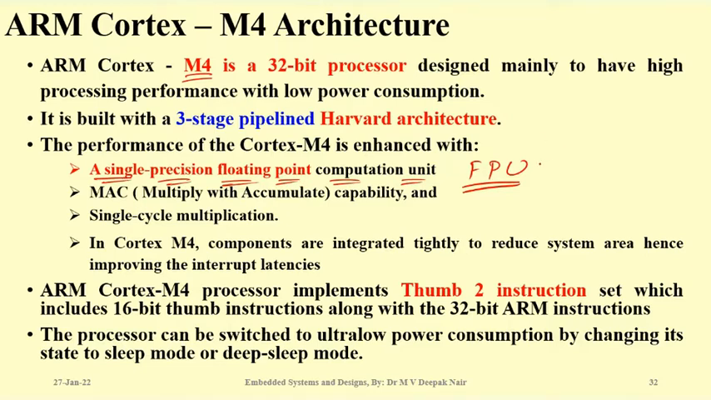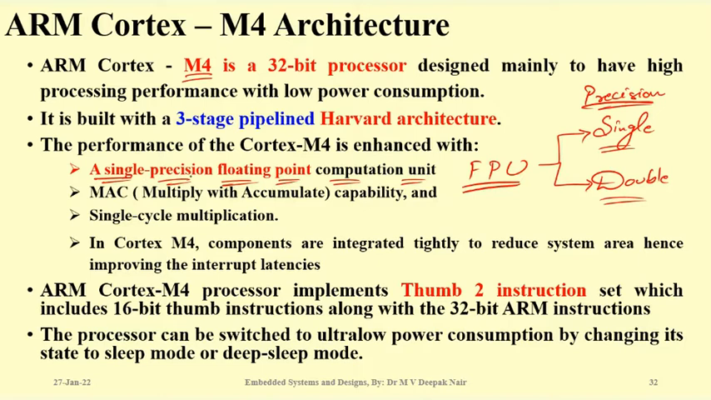Okay, so a floating point unit can be of two types. One is single precision, and the second one is double precision. So there are two types of precision. Remember this thing. I will cover this part also in detail in the coming lecture. So these are new topics for you: single precision unit, double precision unit.